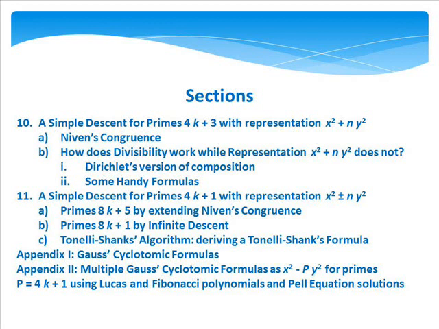In Appendix 2, we will delve into how Gauss cyclotomic formulas offer multiple representations in the form x squared minus p times y squared for primes, where p is a prime of the form 4k plus 1. We will illustrate how the coefficients of the polynomials associated with each square incorporate Lucas and Fibonacci numbers, thereby unveiling elegant symmetries within the representations.